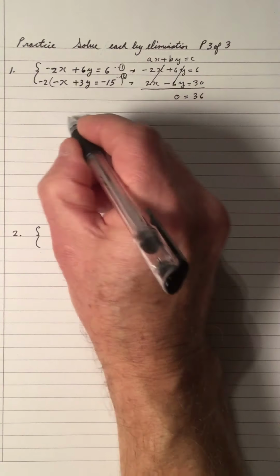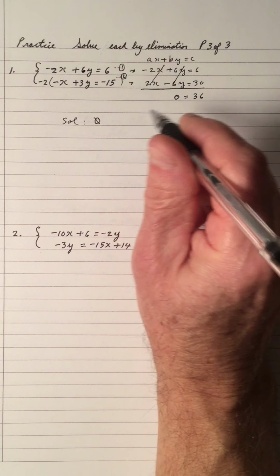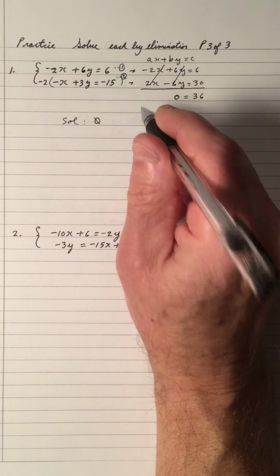There's no solution. You could write 0 with a stroke through it for the empty set. There's no solution. Because if you solve both of these equations for y, you will get the same slopes and different y-intercepts. So 0 equals a number is no solution because the system is a pair of parallel lines when we graph them. Number 2, let's solve this system.